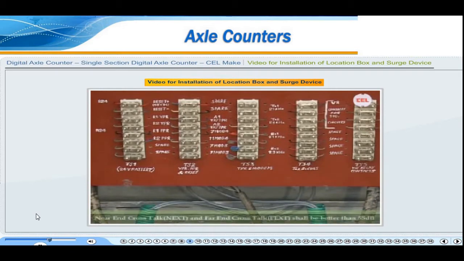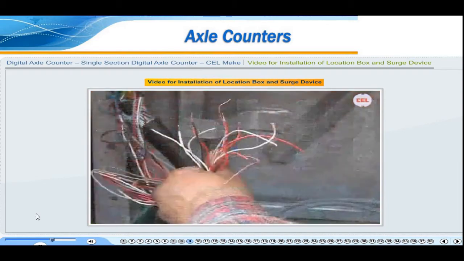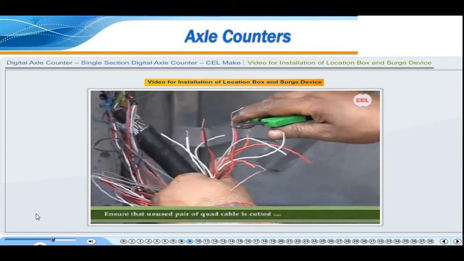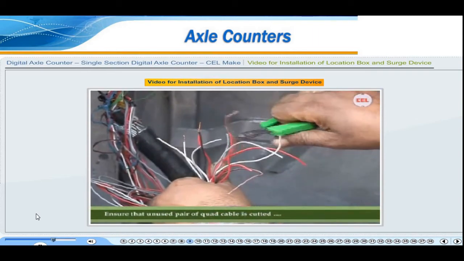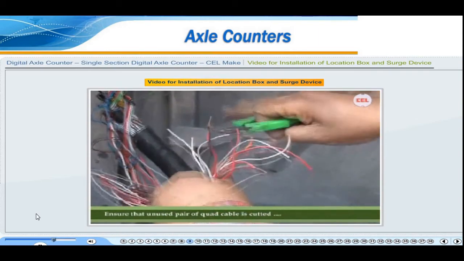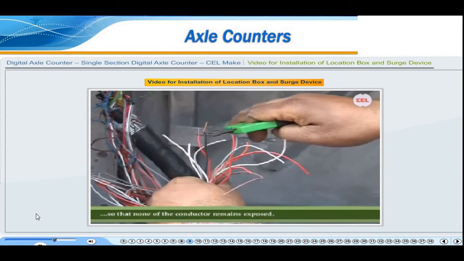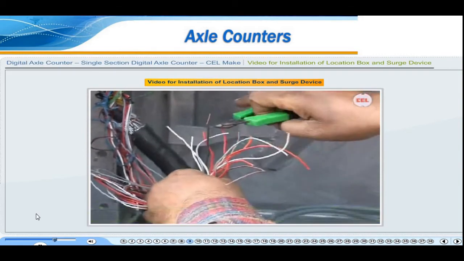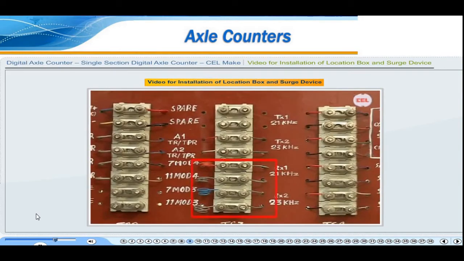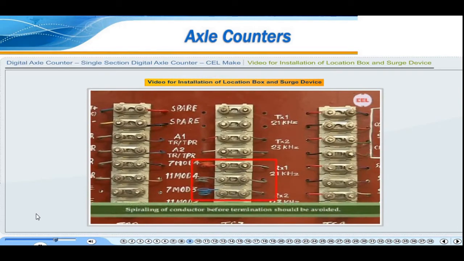Ensure that near end crosstalk and far end crosstalk shall be better than 55 dB for quad cable. Ensure that the unused pair of quad cable is cut in such a way that none of the conductors remain exposed. And finally, ensure that the spiraling of conductor before termination is avoided.